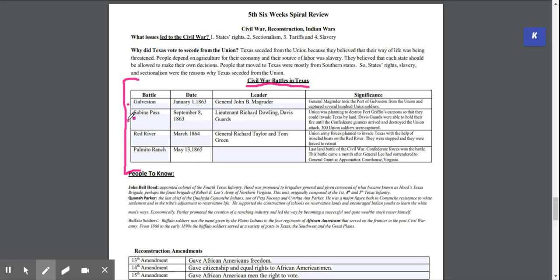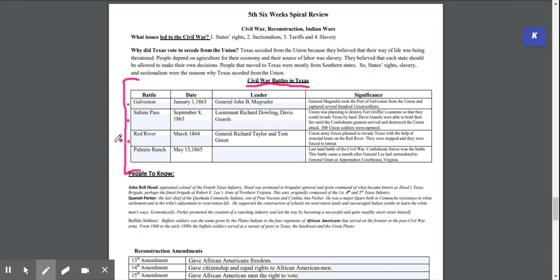The next battle, Battle of Sabine Pass. The date was September 8th of 1863. Lieutenant John Dowling and the Davis Guards. What was the significance? The Union was planning to destroy Fort Griffin's cannons so that they could invade Texas by land. Davis Guards were able to hold their fire until the Confederate gunners arrived and destroyed the Union attack. 300 Union soldiers were captured.